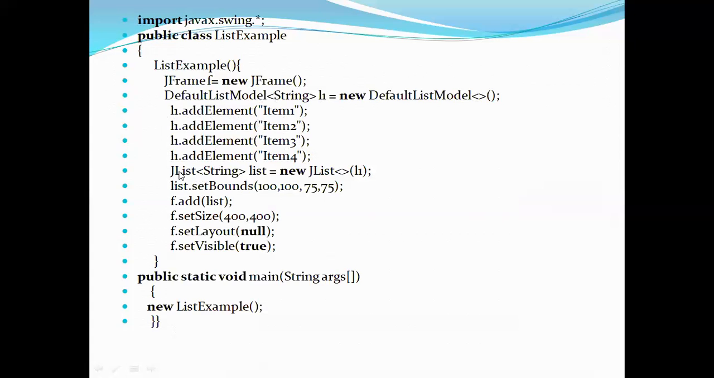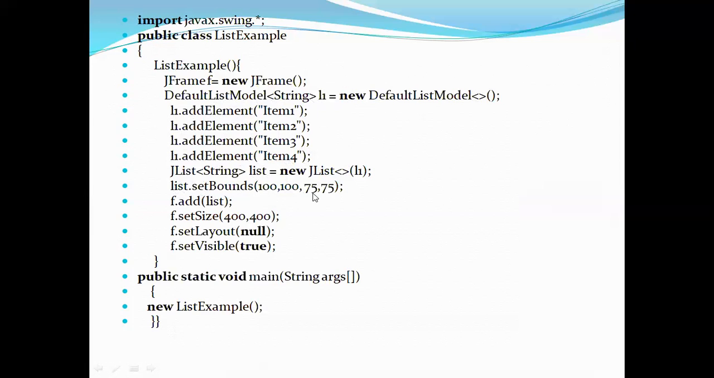Next, JList. JList object I am creating. JList list equal to new JList of L1. So this list is accommodating this entire list whatever you have created. This means the previous is mentioning the list model. So default model I took. Now I have added some items, that list only I am taking into the object of JList called list.